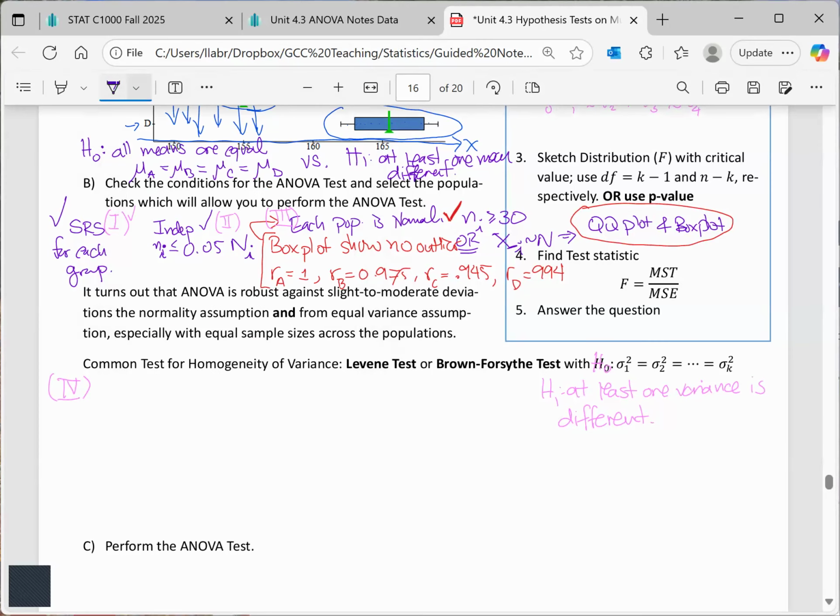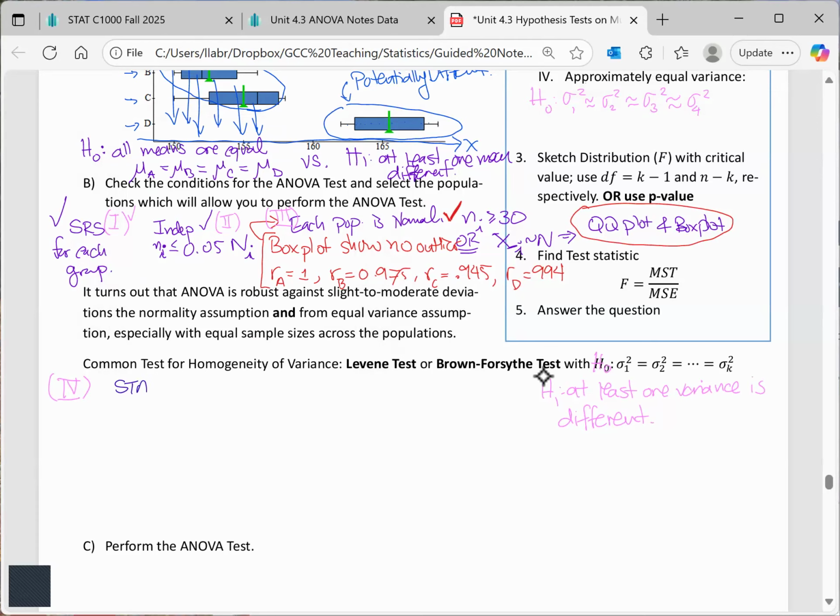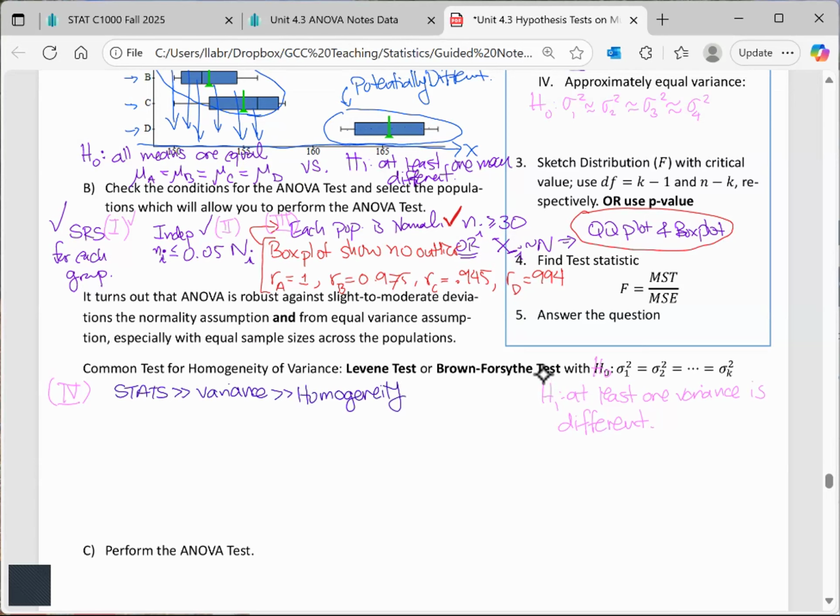So to complete this hypothesis test, you're going to go to Stats. And remember, this is a test on the variability. And then go to Variance. And select Homogeneity. This basically says that homogeneity means equality. So are the variances equal? Then you look at the p-value.